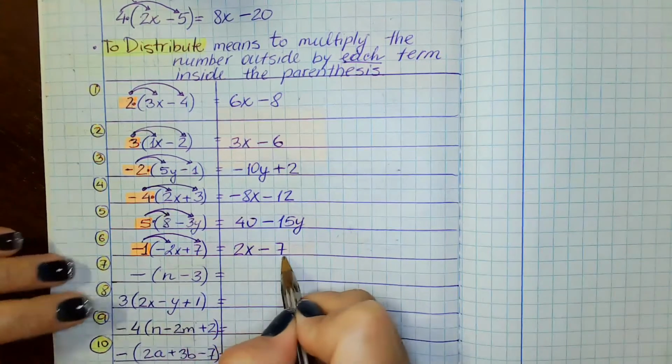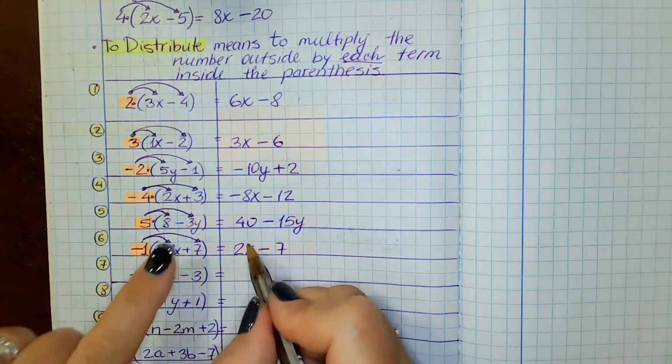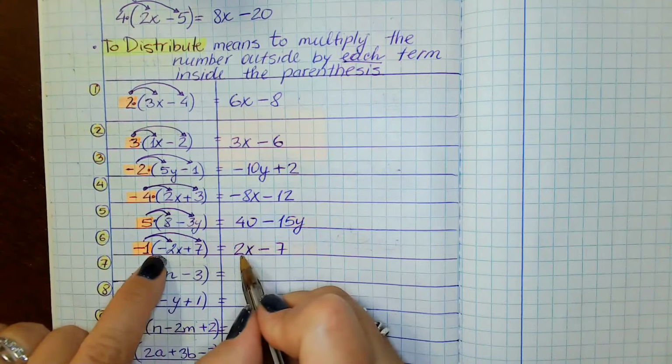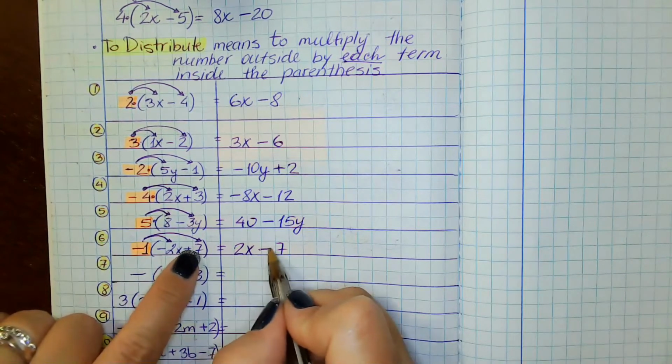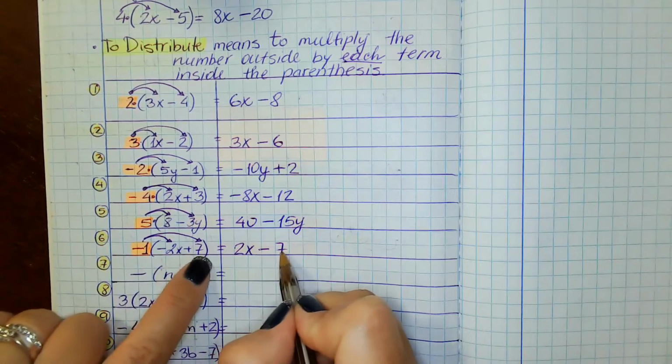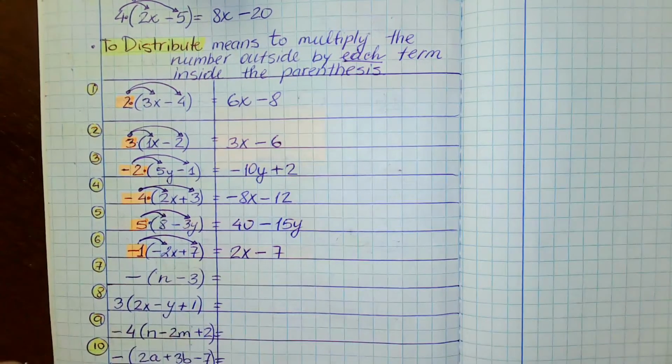Here is your expression after the distribution. Negative times negative is positive 2x. 1 times 2 is 2. Negative times positive is negative, 1 times 7 is 7. So 2x minus 7. Final answer.